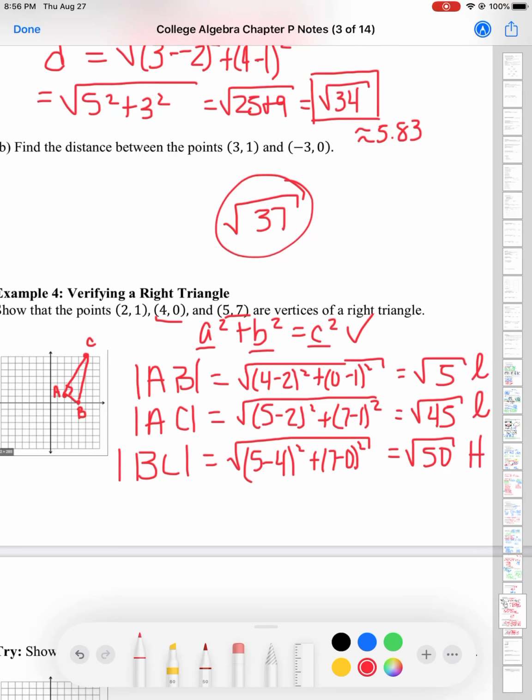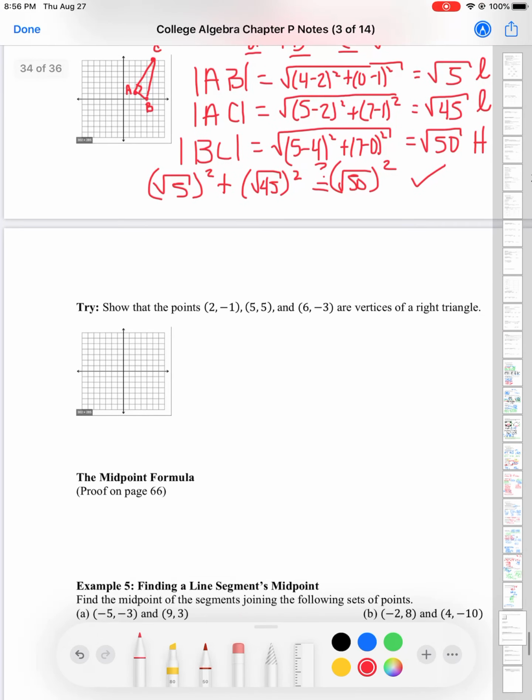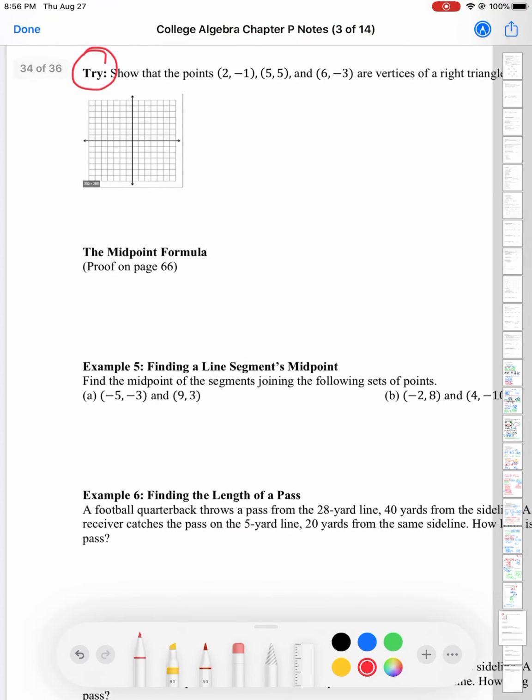So we've got a leg, and a hypotenuse. So our question is, is the square root of 5 squared plus the square root of 45 squared equal to the square root of 50 squared? And it is, because 5 plus 45 is equal to 50. So you guys try this one.